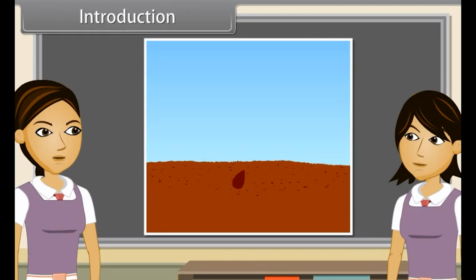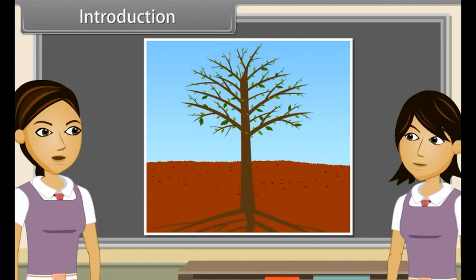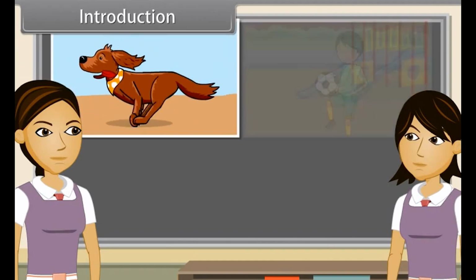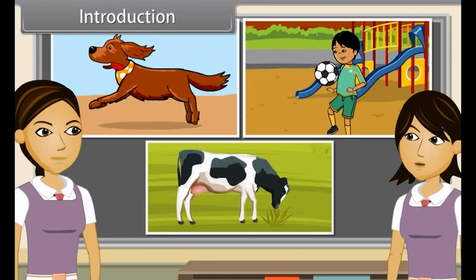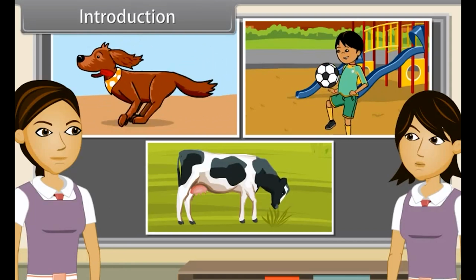This movement can be due to growth, as in plants, where a seed germinates and grows. This movement in plants is stopped after a particular time. On the other hand, in animals and some plants, these movements are not connected with growth. Some examples are the running of a dog, children playing football, and cows chewing cud. These movements are not related to growth.